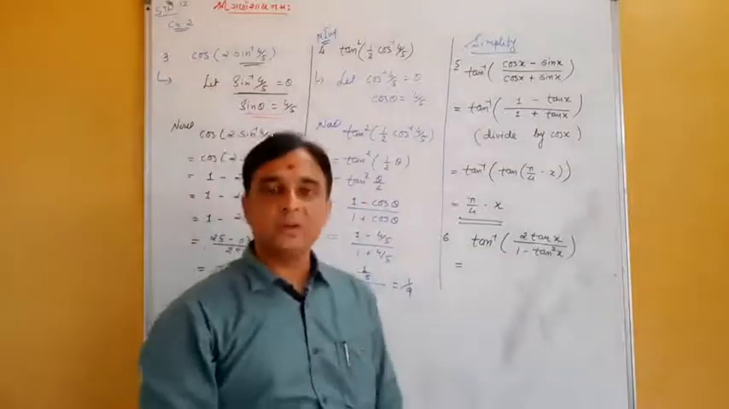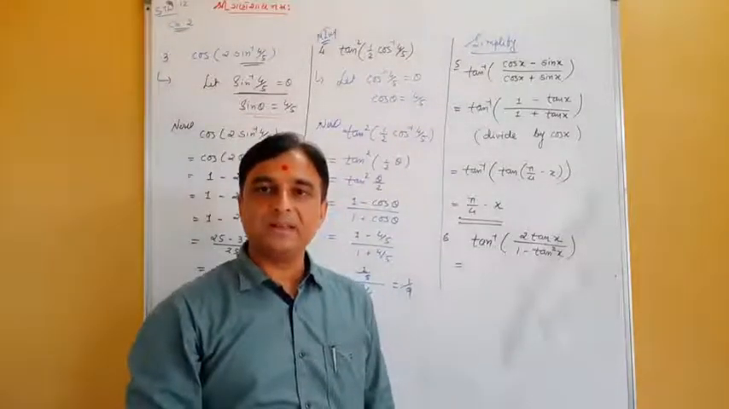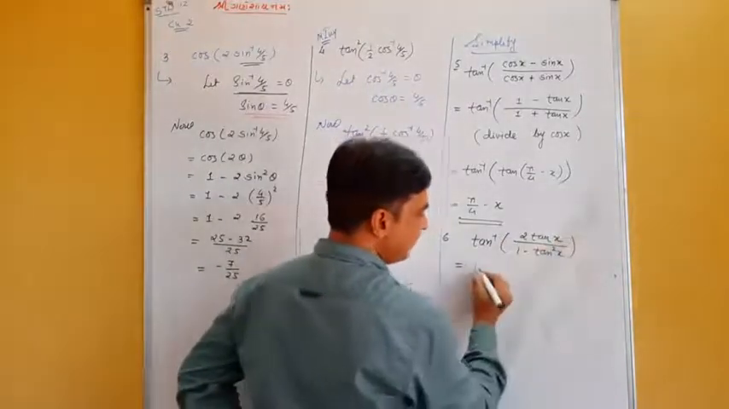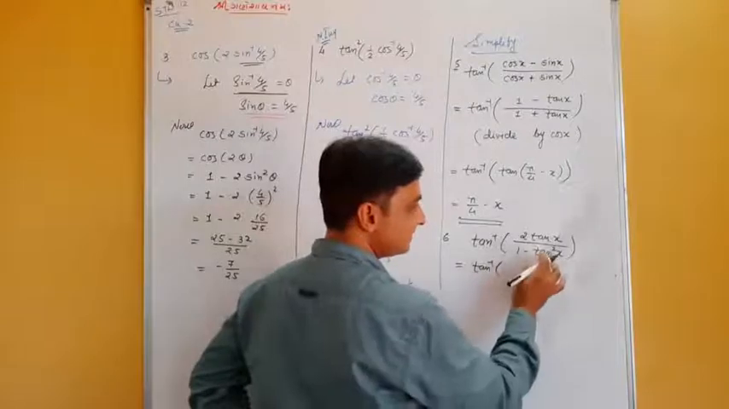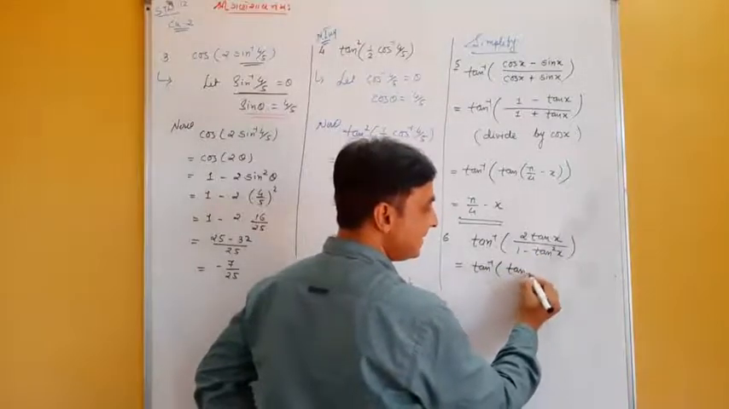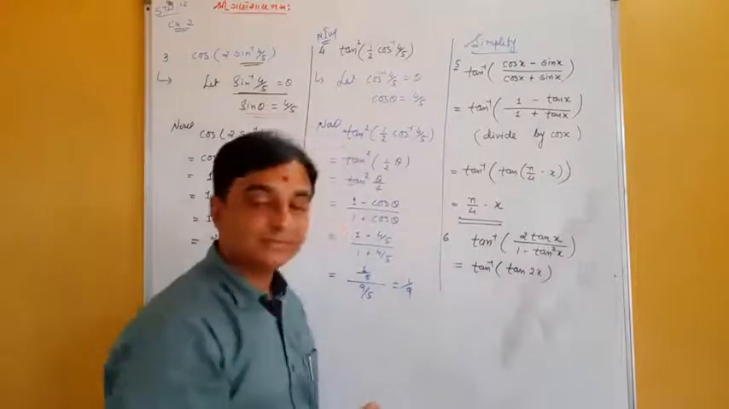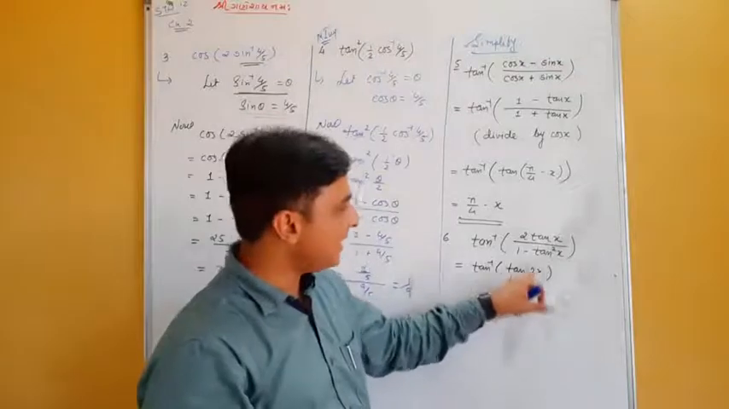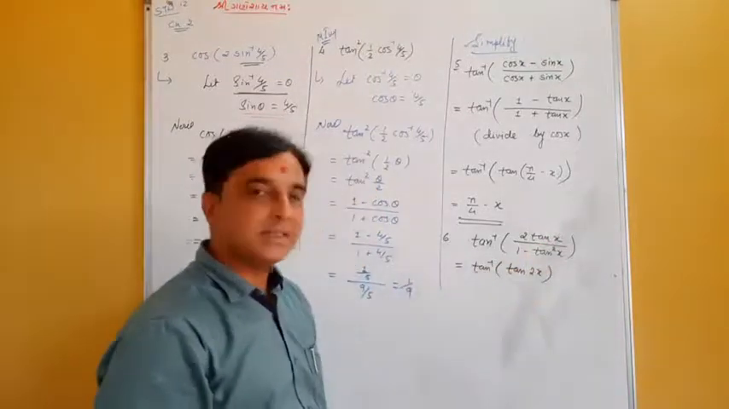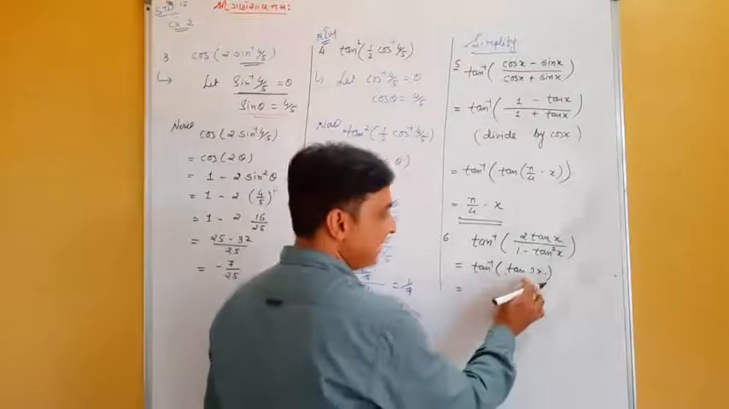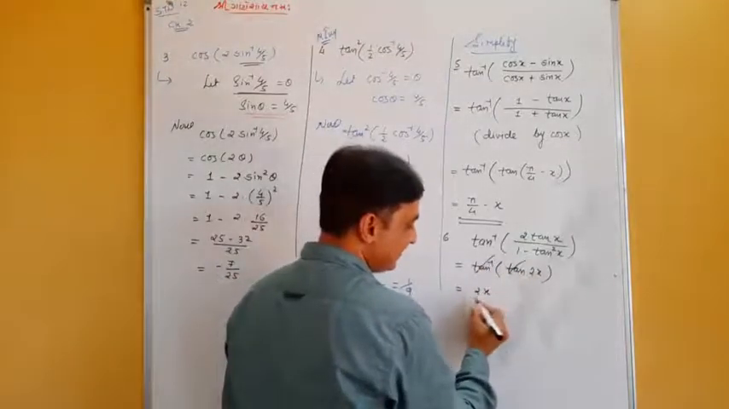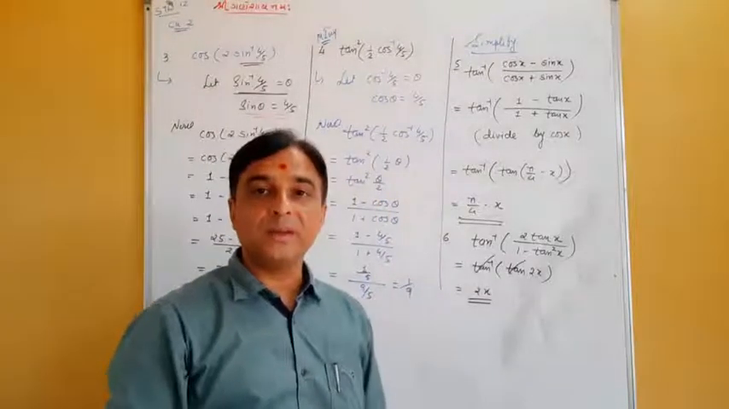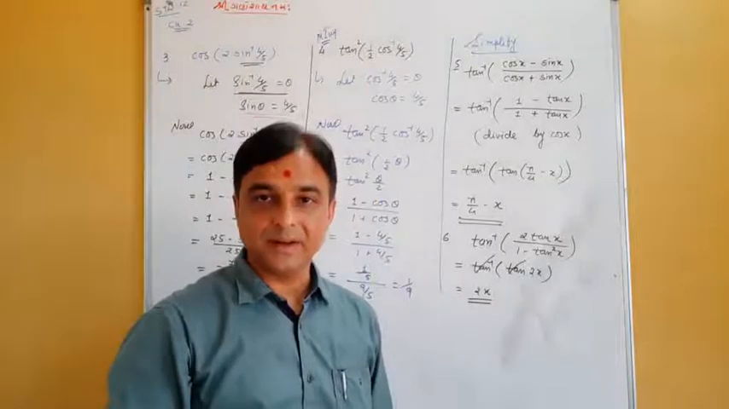Tan inverse of (2 tan x) upon (1 minus tan square x). So this is the formula for tan 2 theta, meaning tan 2x. There is no need of any simplification. We know tan 2x is (2 tan x) upon (1 minus tan square x). And this tan cancels, so the answer will be 2x. All these points are very important for the MCQ. Clear?